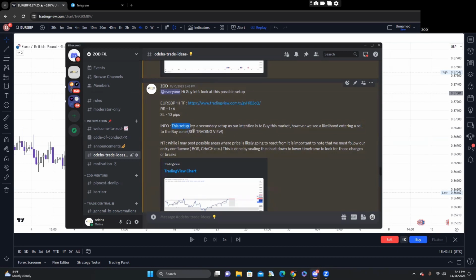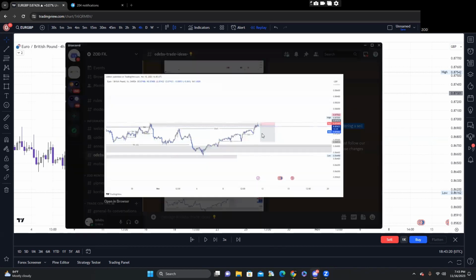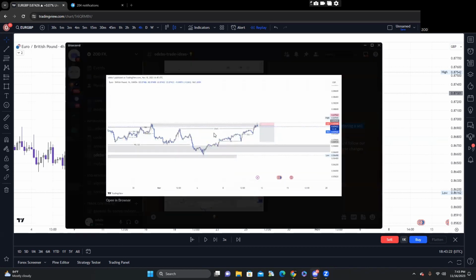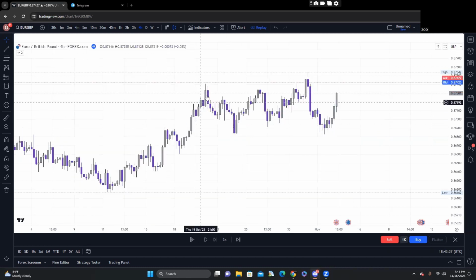Now it's important to look at the info here. This setup is a secondary setup, right? So our intention of this setup is actually to buy the market, but however, we are seeing a likelihood for a sell because of this change in character here, and its reaction on this other block, right? So we're looking for a sell to the downside so that we can take out this liquidity and then push up to the upside. So without wasting much time, let's get right into it.